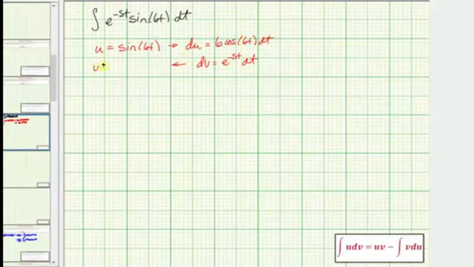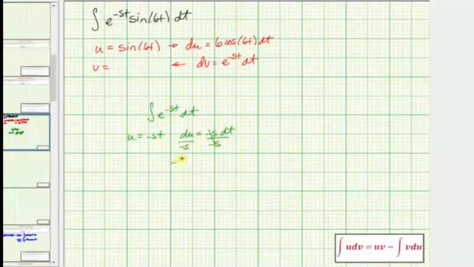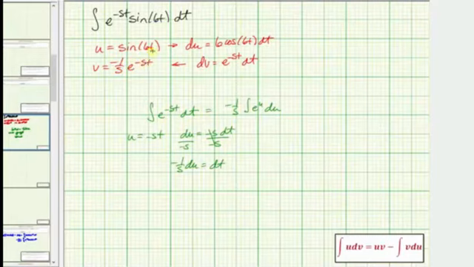And to find v, we integrate, which means you need to integrate e raised to the power of negative st dt. This requires u substitution, where u equals negative st, differential u equals negative s dt, dividing both sides by negative s. Notice how negative 1 divided by s differential u equals dt. So we can write the integral as negative 1 divided by s times integral of e to the u du, which means with respect to t, v is equal to negative 1 divided by s e to the negative st. So now we apply the integration by parts formula. So let's write u times v as negative 1 divided by s e to the negative st sine 6t. Then we have minus the integral of v du.